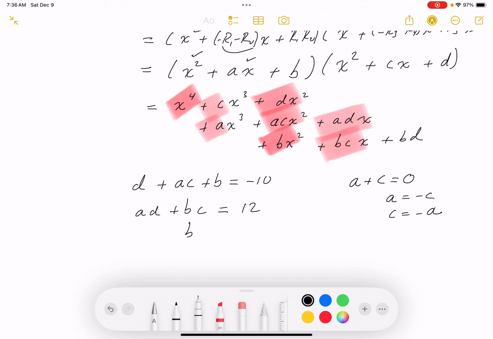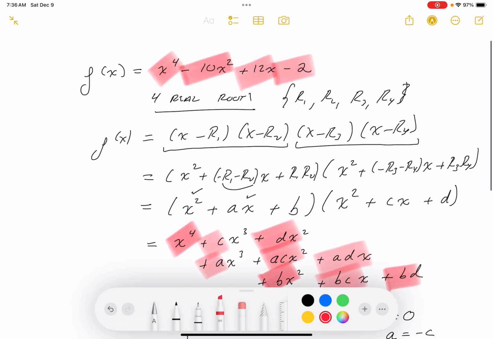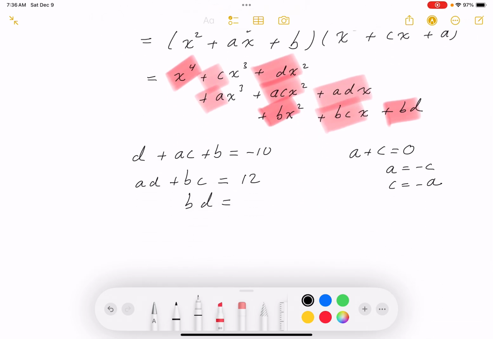And last but not least, we got BD is equal to, and this is the constant term, minus 2. All right, let's write that down, minus 2. I'm going to use this fact over here to maybe simplify this equation a little bit. And so what I'm going to be doing is, I think I'll just get rid of the C in the problem.